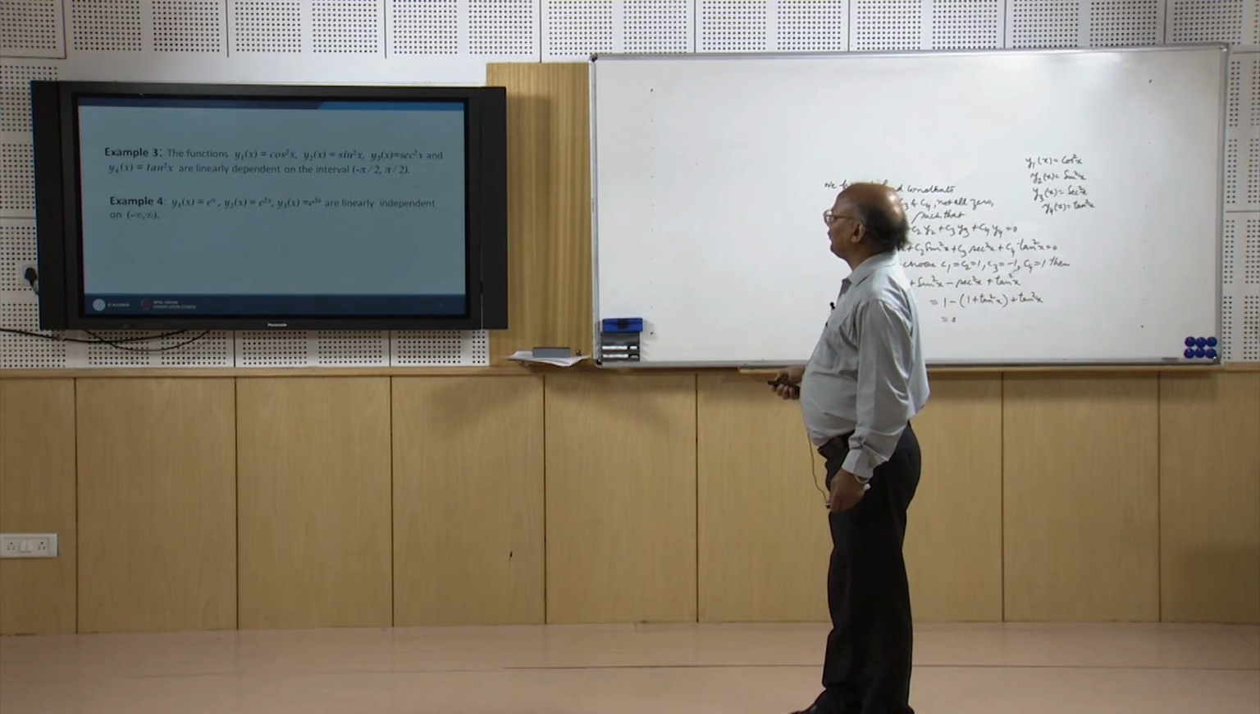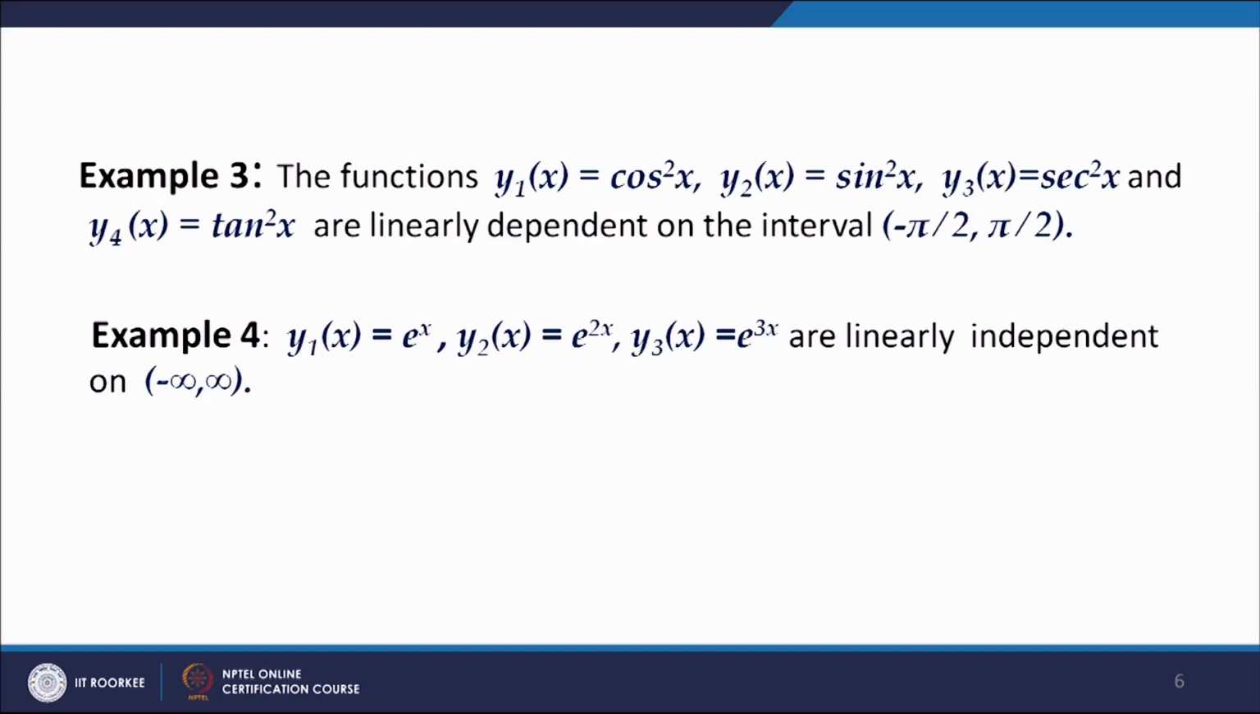And in example 4 we consider y1(x) equal to e to power x, y2(x) equal to e to power 2x and y3(x) equal to e to power 3x. Let us show that they are linearly independent on the interval minus infinity to infinity.